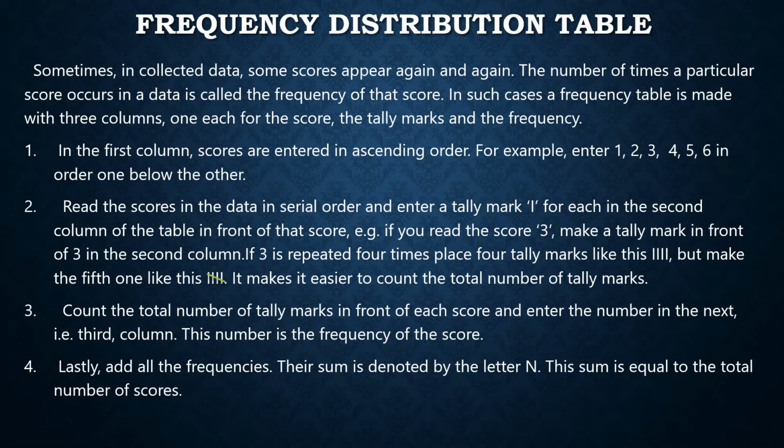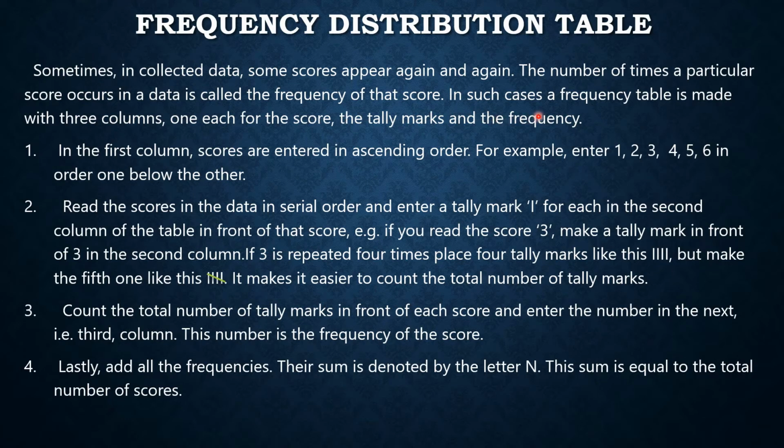Now, we will be learning about the frequency distribution table. Sometimes in collected data some scores appear again and again. The number of times a particular score occurs in a data is called the frequency of that score.